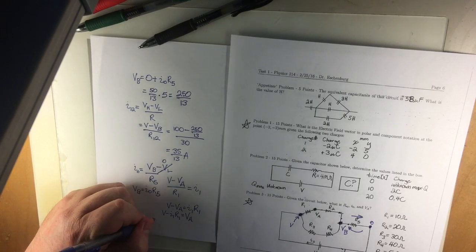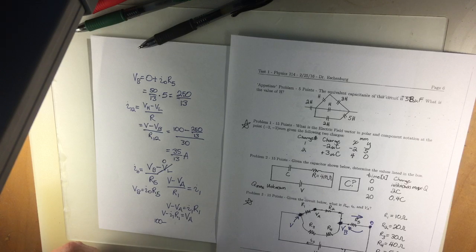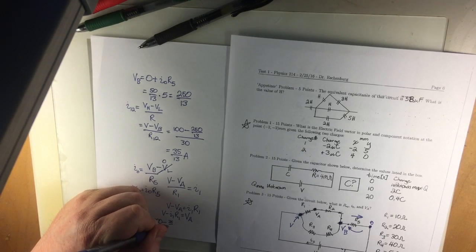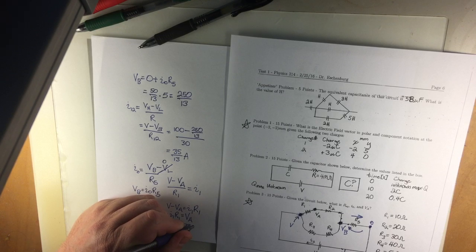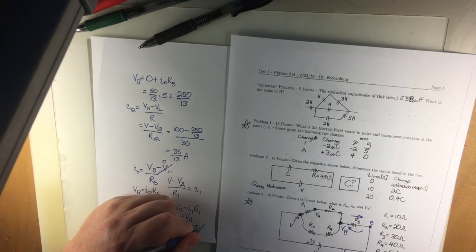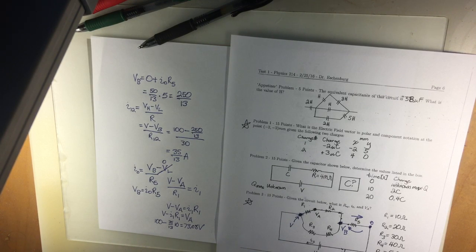You may now plug and chug. 100 minus I1, 35/13, R1 10, is equal to 73.08 volts. Okay, I'm feeling better about the numbers. And so that's VA.